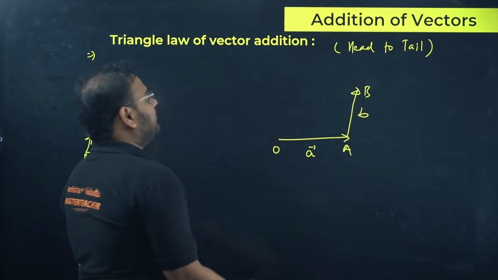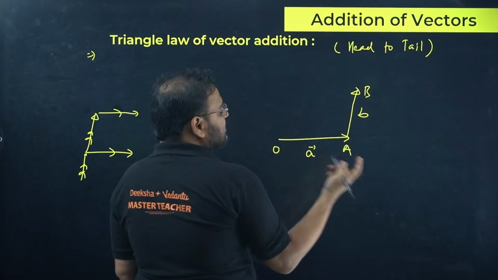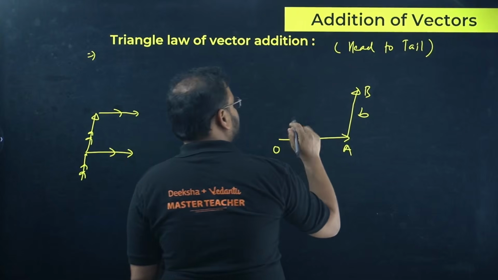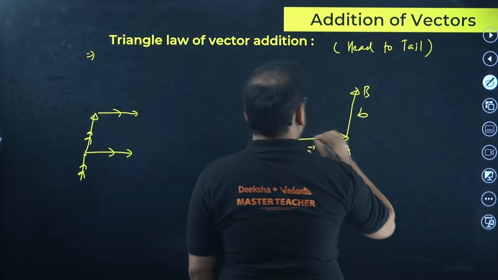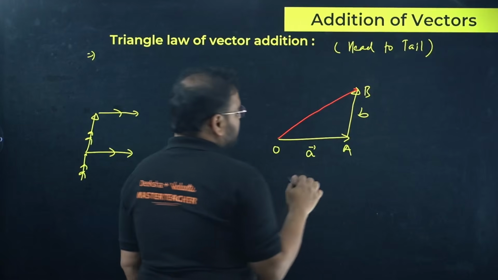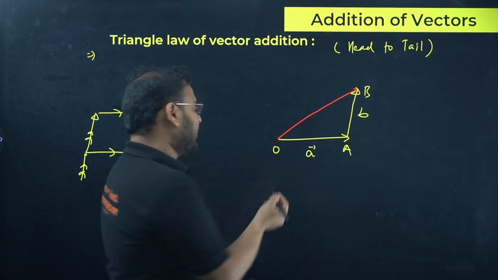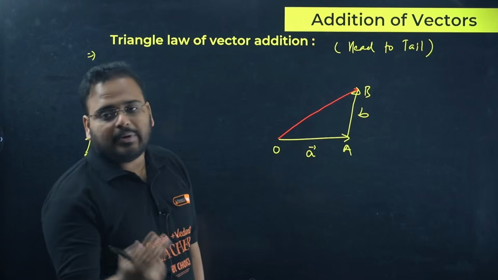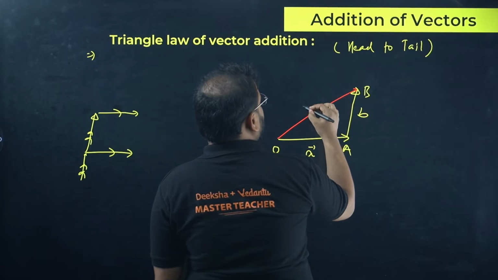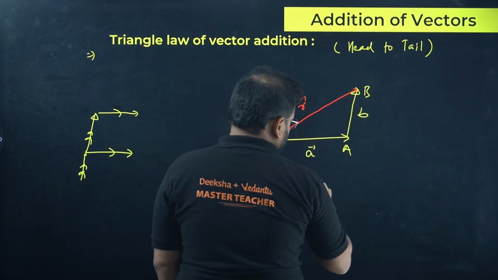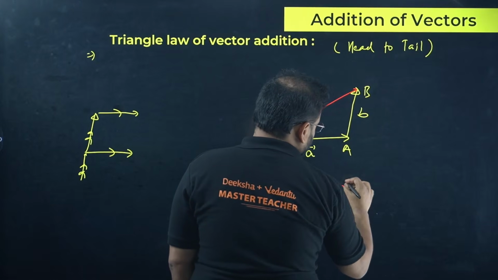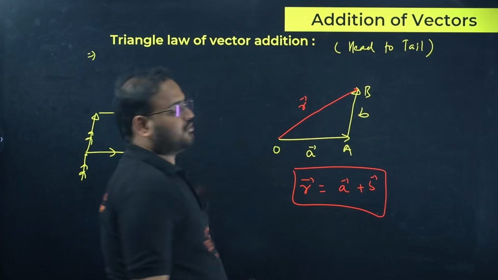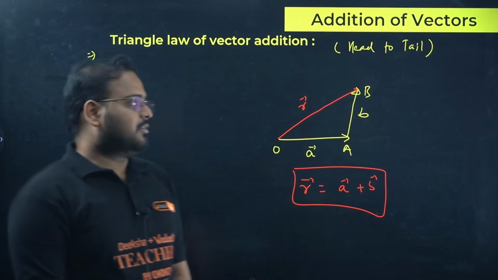Okay, once you have that, then the resulting vector is given by simply joining the initial point of the first vector and the final point of the last vector. So this will give me the final result. The initial point of the first vector is point O, and the final point of the second vector is B. So you join it from O to B, and this will be your resulting vector. Let's say I call it vector R. So vector R becomes vector A plus B. This is your triangle law of addition.